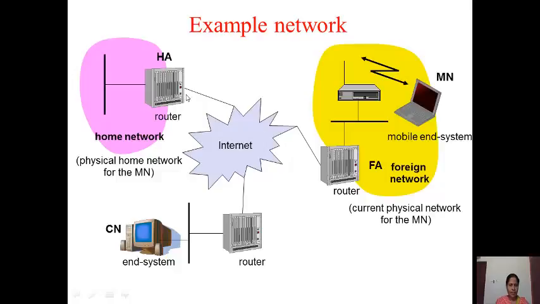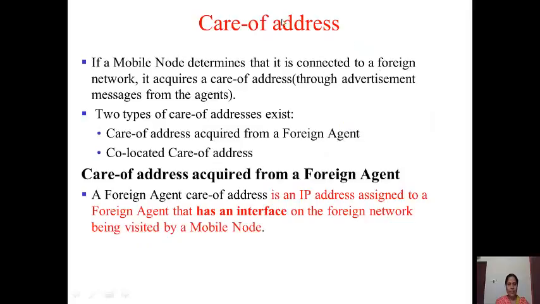And we understood about a tunnel. A tunnel is nothing but, as I said, a virtual pipe that is going to be created between the home agent and the foreign agent. Okay. So before we go ahead, we understood what a care of address is. As I said, it's an address that is assigned to the endpoint of the virtual pipe or the tunnel. So if a mobile node determines that it is connected to a foreign network, it acquires a care of address, and this address basically is acquired with the help of certain messages like advertisement messages. It is actually generated by the agents, right?